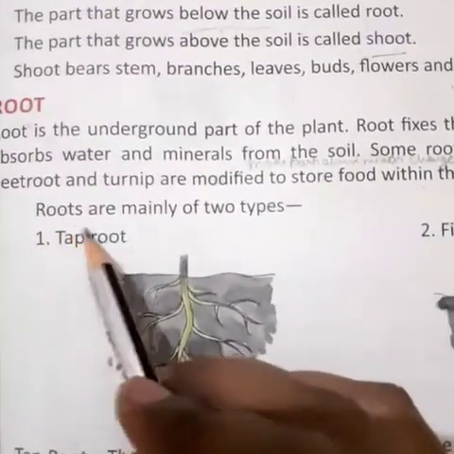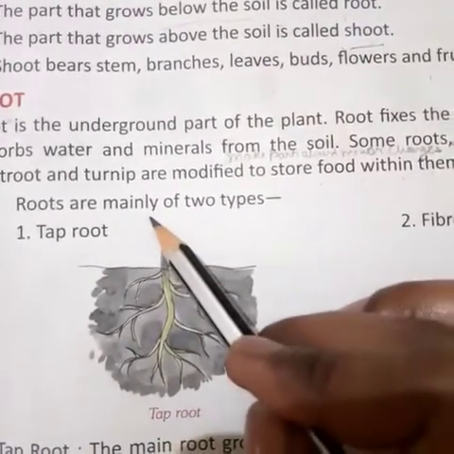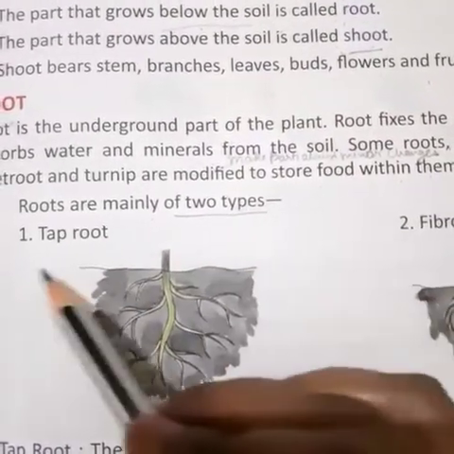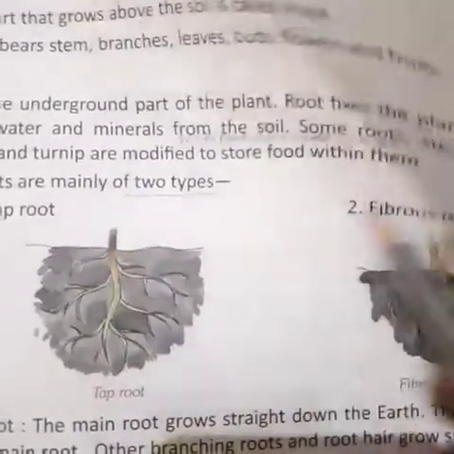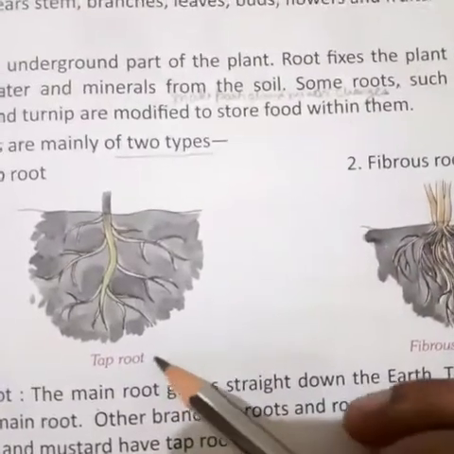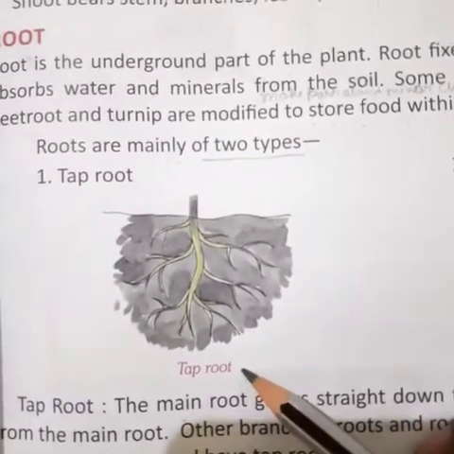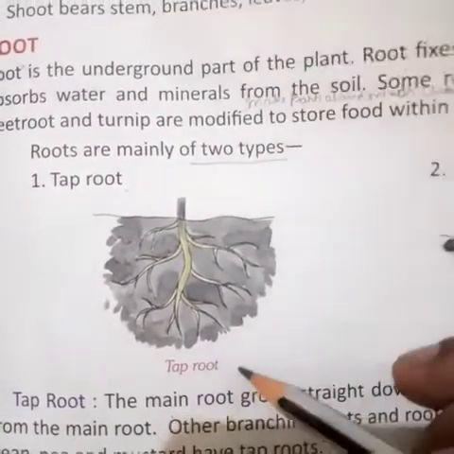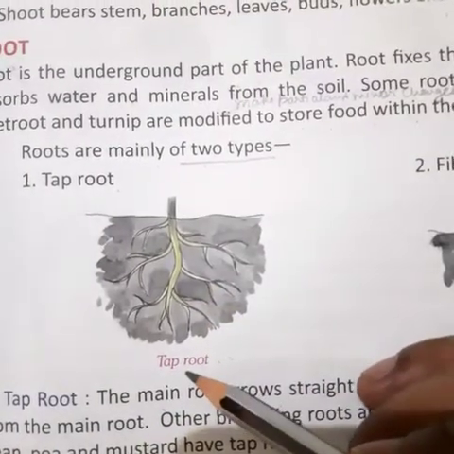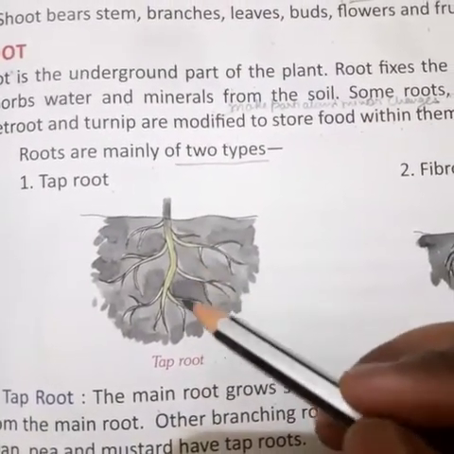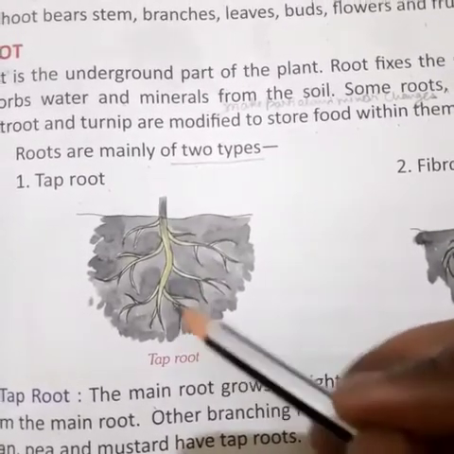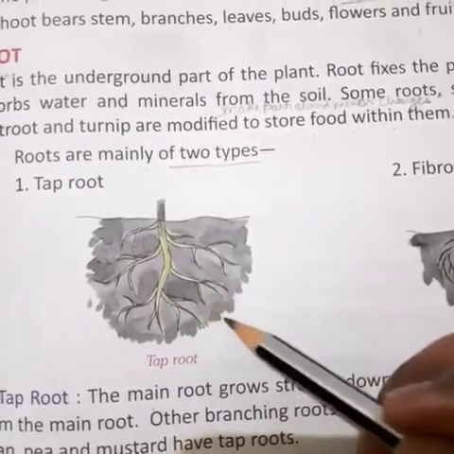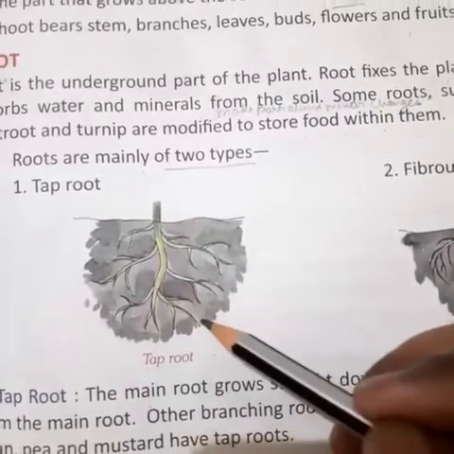Next, roots are mainly of two types: taproot and fibrous root. Look at the picture of taproot. A taproot has a long, thick root that points straight down. Smaller roots can grow out of its sides.